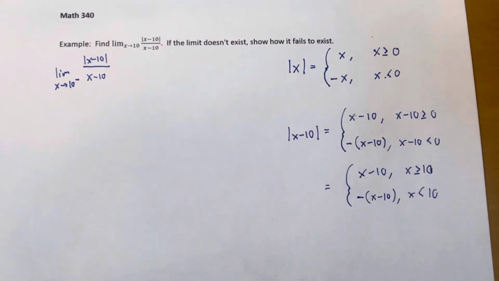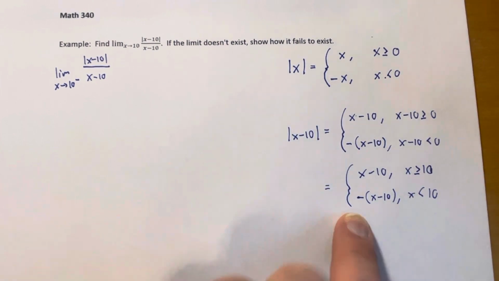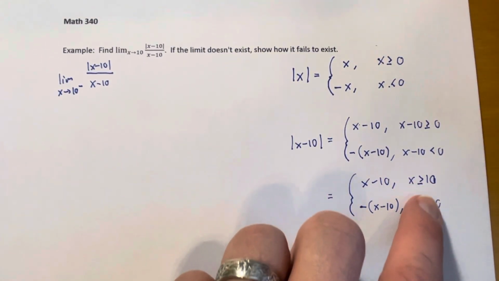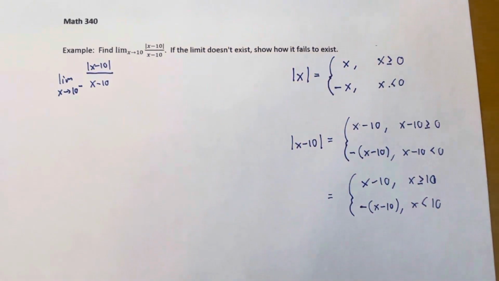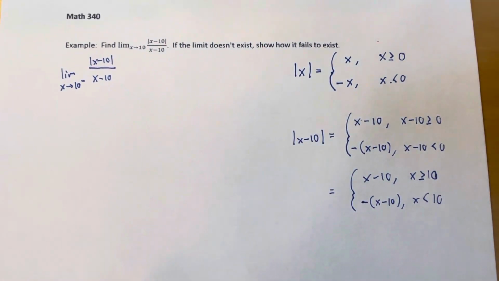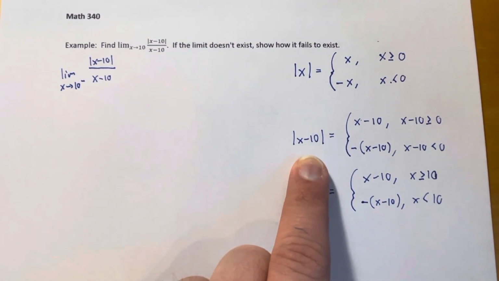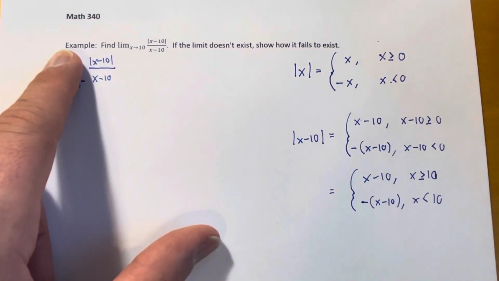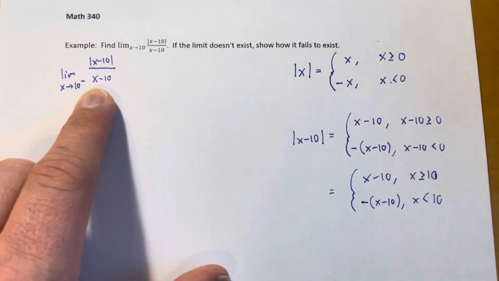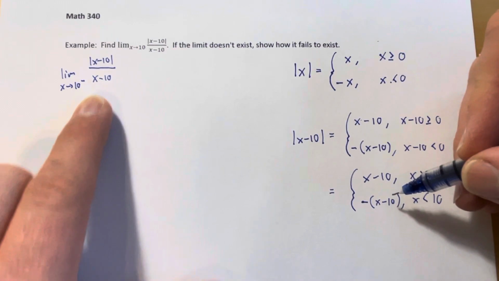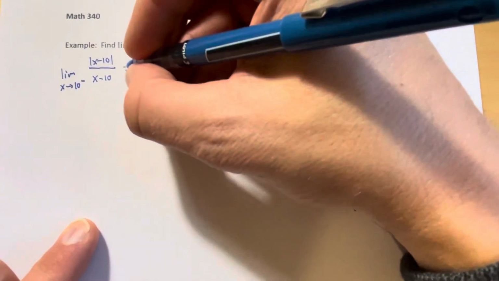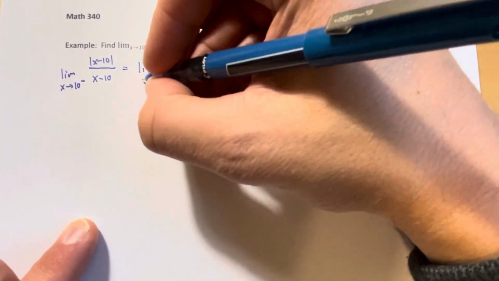Kind of like what we've seen with these piecewise functions, we want to break it up into two one-sided limits. If we're taking the limit as x approaches this number where we split into a different function, and then see if those limits agree or disagree with each other. Now, this piecewise function is just what the absolute value of x minus 10 is equal to. And we're taking that absolute value of x minus 10 and dividing it by another expression. So we're using this piecewise function to only deal with the numerator here. Okay, let's think about this for a second.